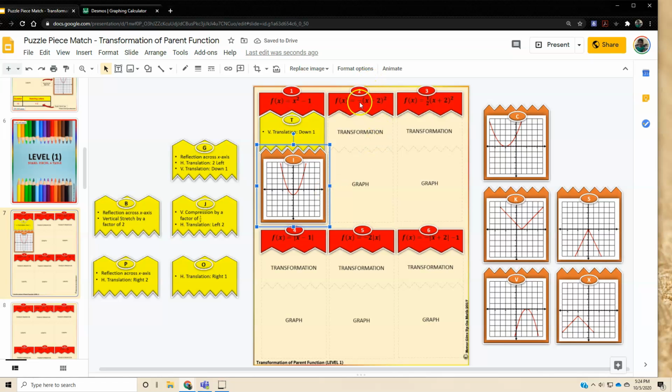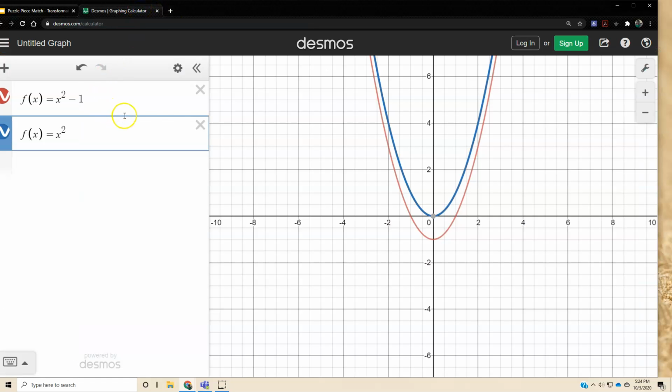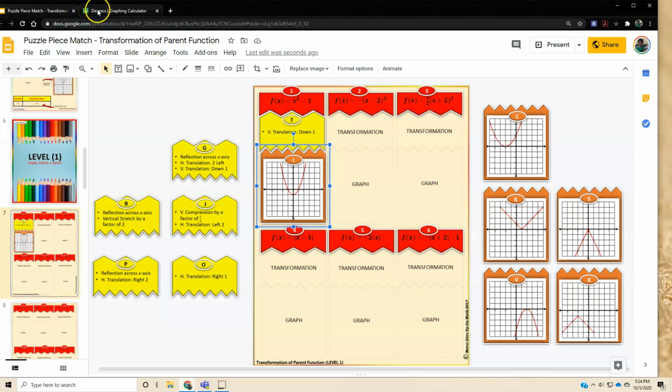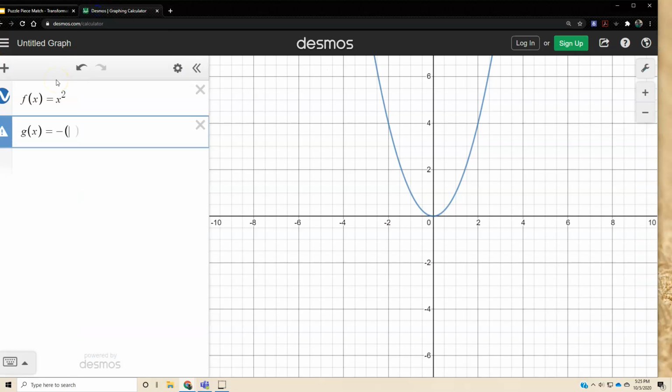All right, number 2. You see that minus right there? That's going to do a reflection. And then the minus 2 is going to shift it 2 units to the right. So I'm going to go ahead and show you in Desmos. Once again, we're using that same parent function. We have g of x equals, I'm going to go back to that problem, negative parentheses x minus 2, and then we're going to go ahead and square it.